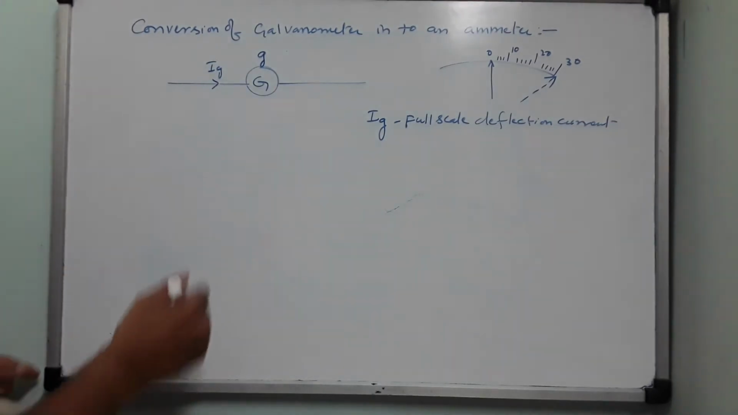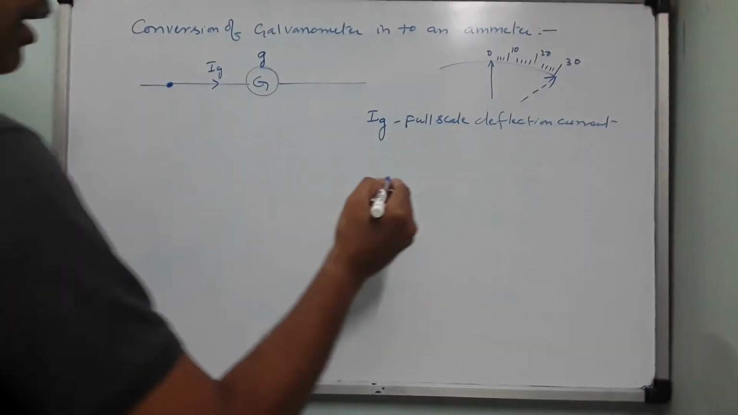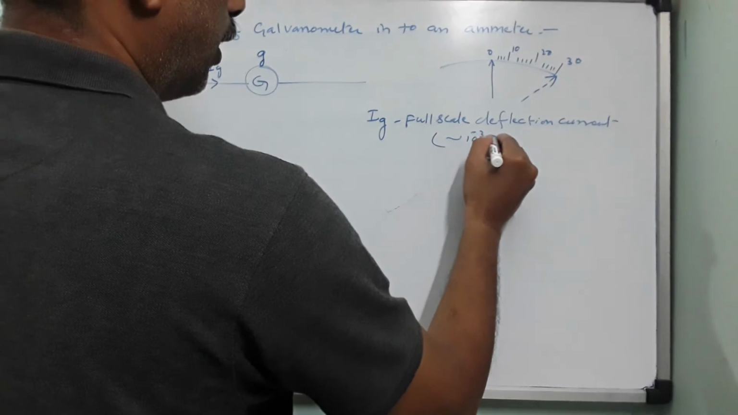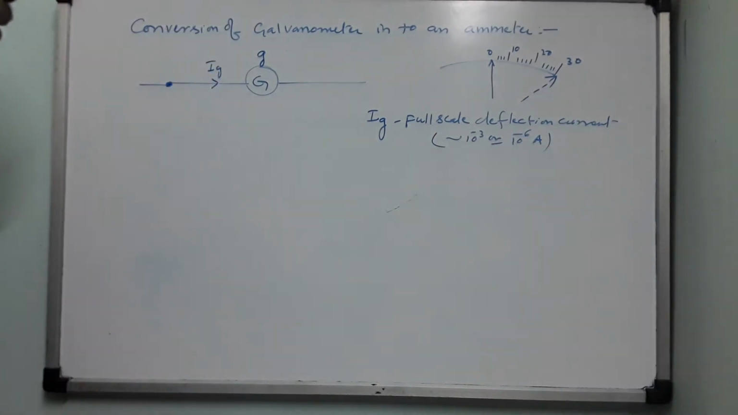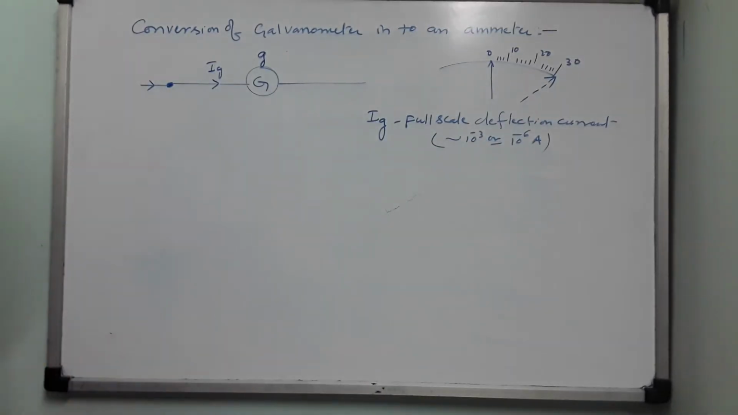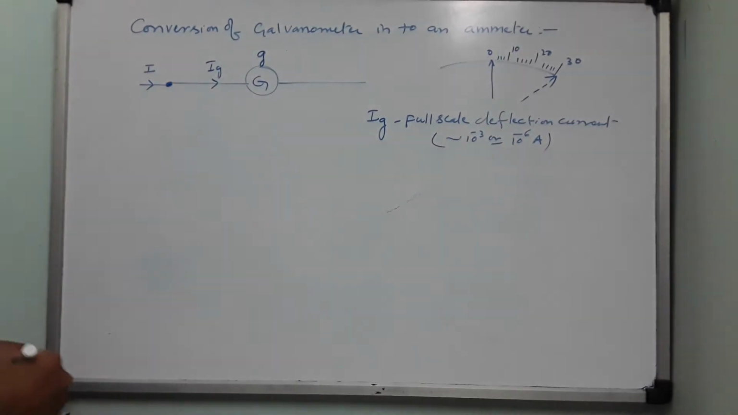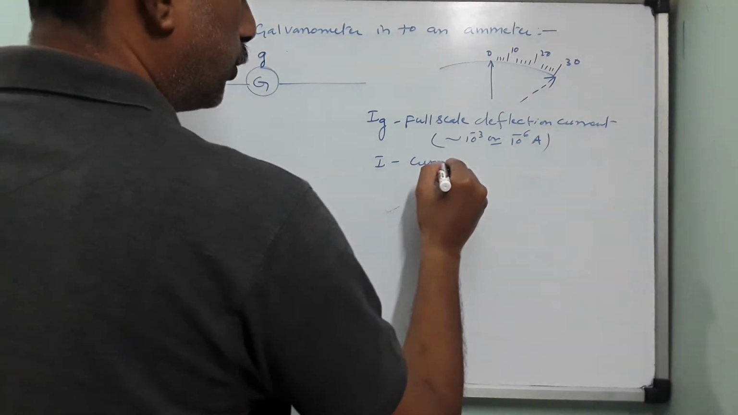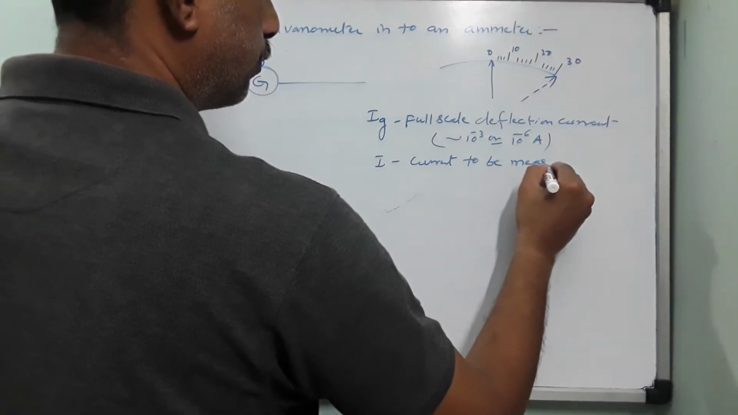Now, the galvanometer generally measures currents of the order of 10 power minus 3 or 10 power minus 6 amperes, very small currents. Suppose I want to measure a very large current, say 5 ampere. That current I name I, where I is the current to be measured.